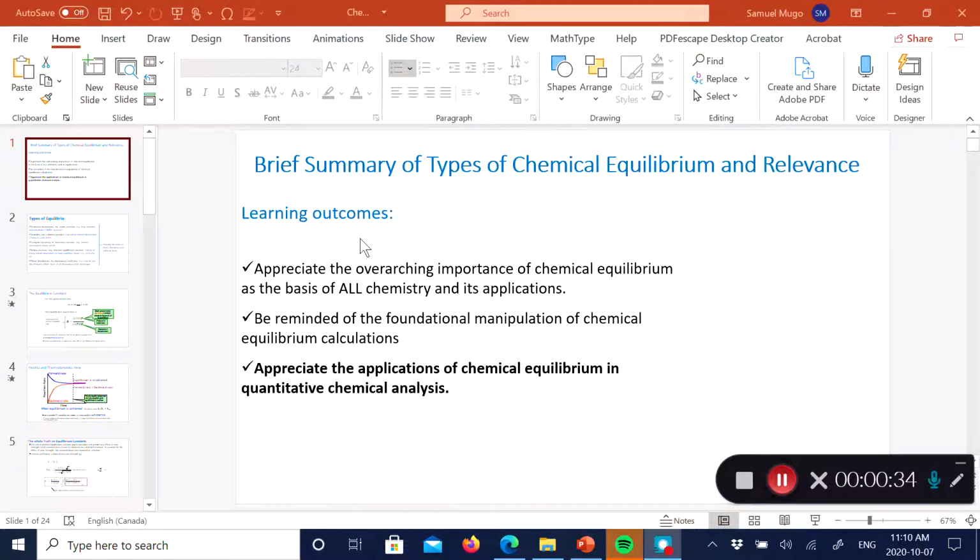So the learning outcomes in this segment is that I'd like you to appreciate the importance of the chemical equilibrium as a basis actually of all chemistry that you'll ever learn or that you've actually ever learned. Now I'd like you to be reminded of the foundational manipulation of chemical equilibrium calculations. I also like you to appreciate the applications of chemical equilibrium in quantitative chemical analysis.